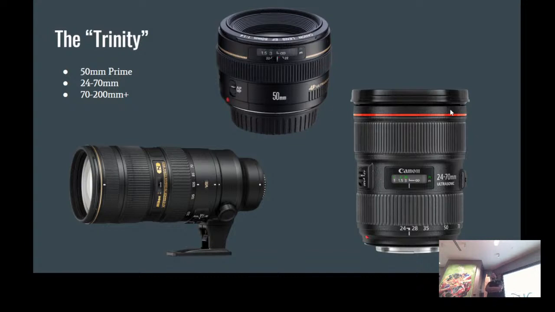Your 70 to 200 is your safari lens. That's your lens that you're using to get distance on your shots. You see something flying in the distance and you want to get the most detailed photo of it as you physically can from the area that you're at. And then your 50 is your prime. That's your portrait lens. That might be your everyday user or the one that you use when you're trying to get the best headshot that you can or portrait picture.